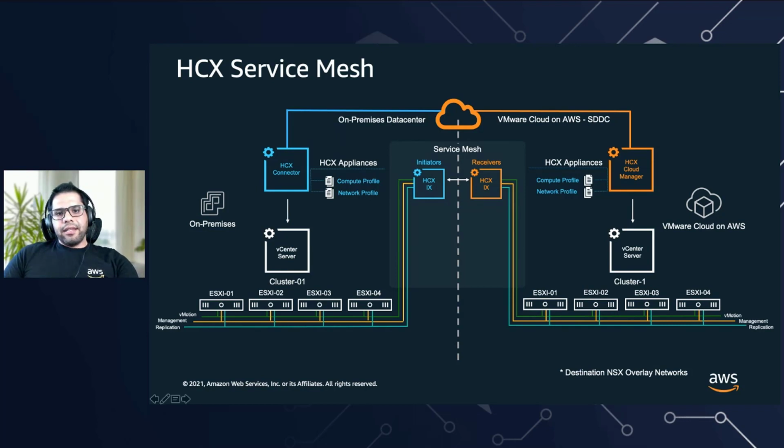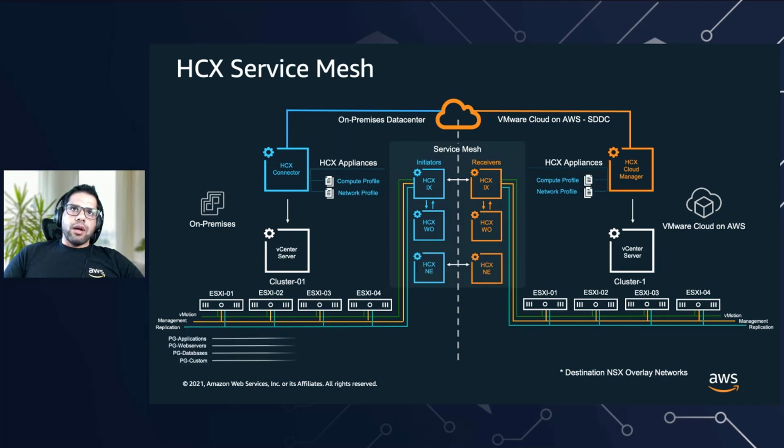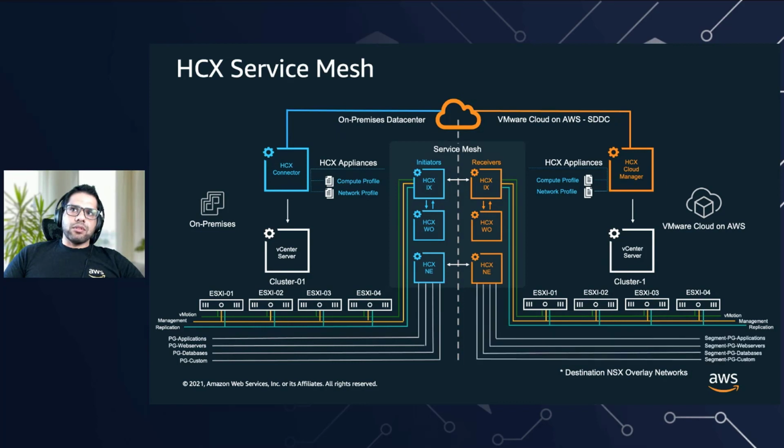And lastly, one more appliance gets deployed. Now, it could be one or more network extension appliances that get deployed, and each one is able to extend up to 8 layer 2 networks from your on-premises environment to the cloud environment.